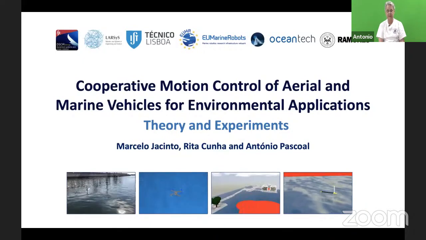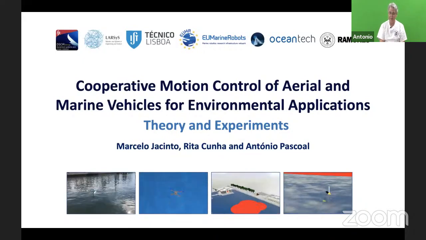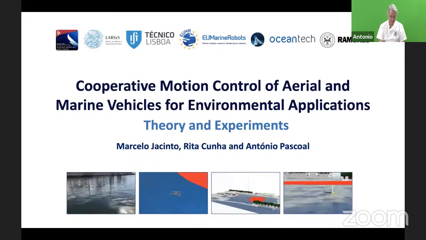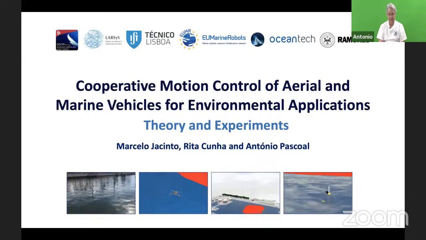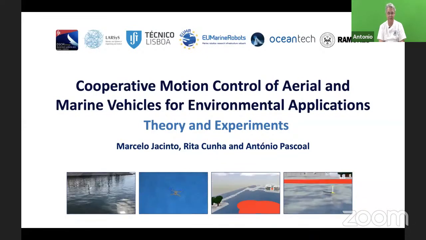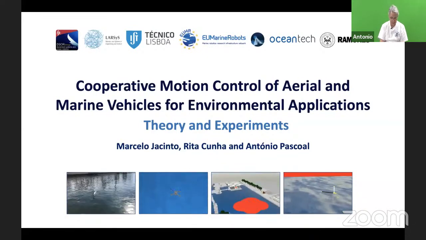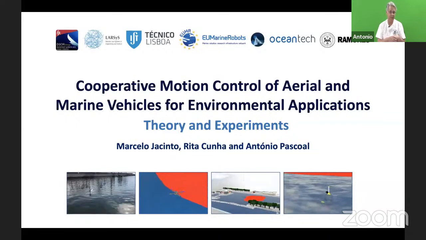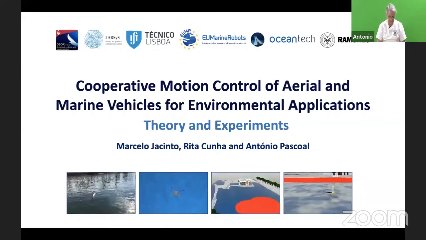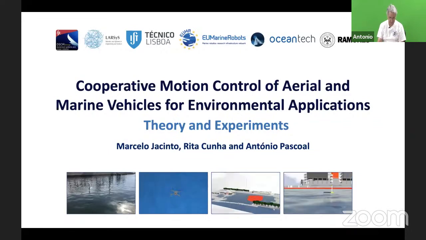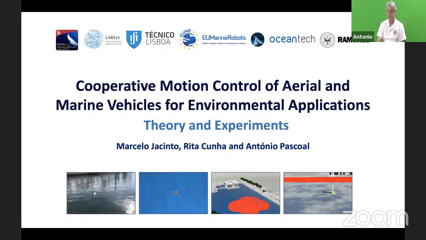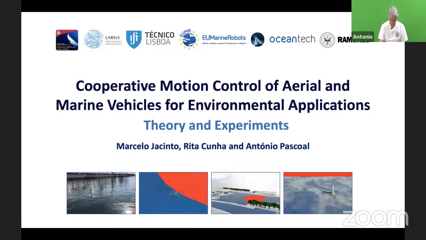Because yesterday someone mentioned aerial vehicles, I decided to go through what I consider to be an interesting example on the cooperation between aerial and marine vehicles. We have not fully implemented the concept yet. This is the work of a master student, Marcelo, together with myself and my colleague Rita.